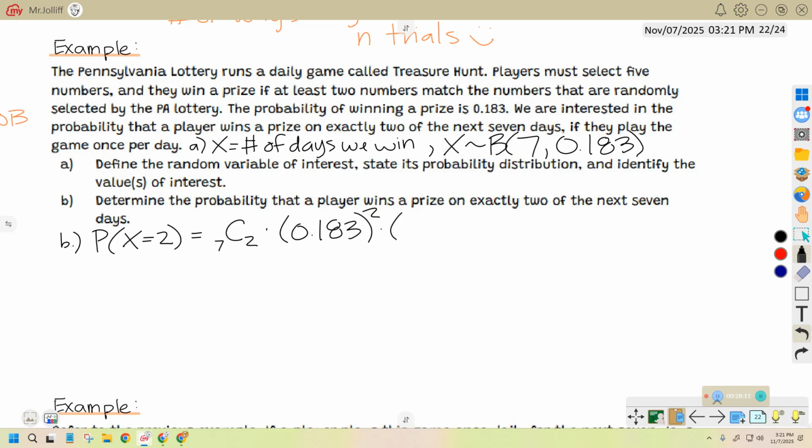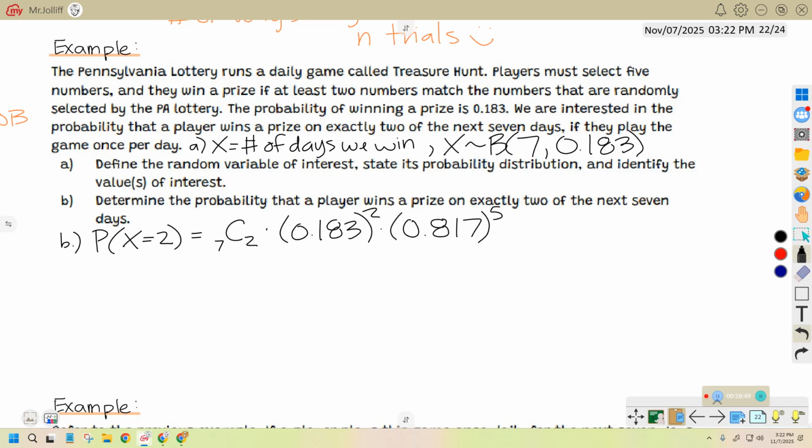And then I'm going to pull the probability of failure. And I know success and failure are complements, so to get the failure probability, I subtract success from 1. Somebody should check my math, but I'm pretty sure that's right. Yes, thank you. It's been a long day. And I want to raise it to the number of failures. If I win 2 days, how many days did I lose? Playing 7 days, so 5. Played 7 days, won 2, lost 5.